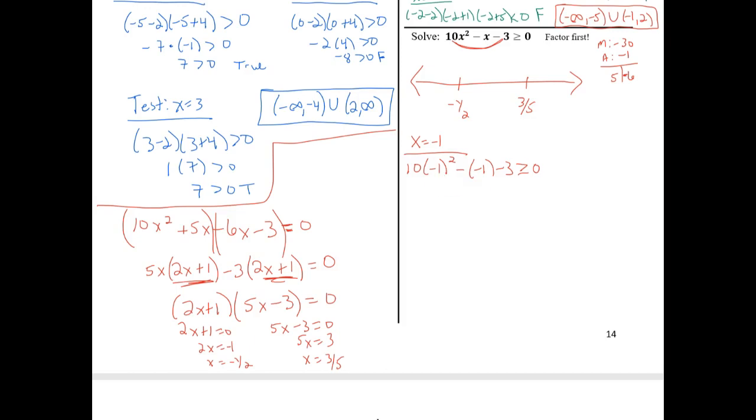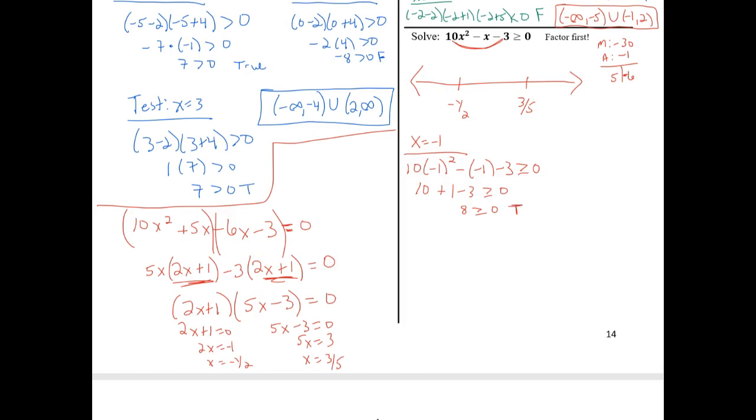Negative 1 squared is positive 1. So I have 10 times positive 1, which is just 10. And minus negative, when we subtract a negative, it becomes positive 1. So I'll have 11 minus 3, and I'll get 8 is greater than or equal to 0. Is that true or false? That's true. Okay.